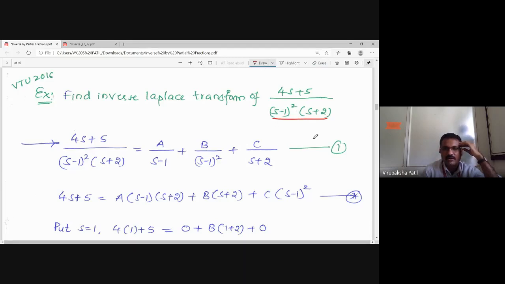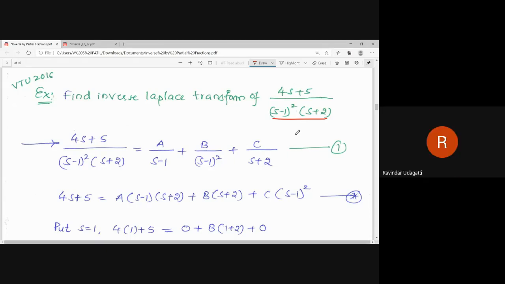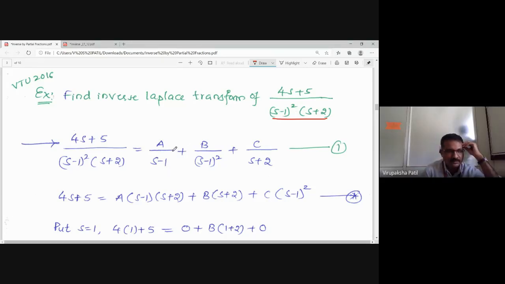So how many factors are there totally? 2, sir. 2. I want to resolve 3. Already written here, just observe this. See, (s - 1) into (s - 1) into (s + 2). So there are 3 factors. But this is a repeated factor, so you may say 2 factors, but there are actually 3 factors. So you have to split this into 3 parts.